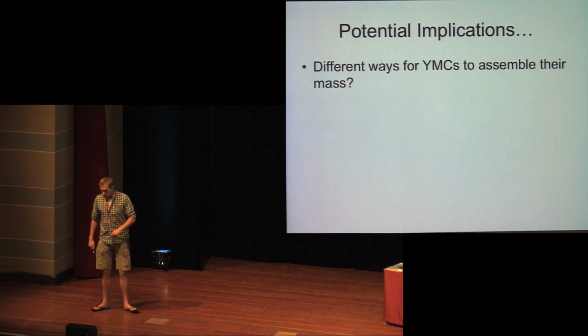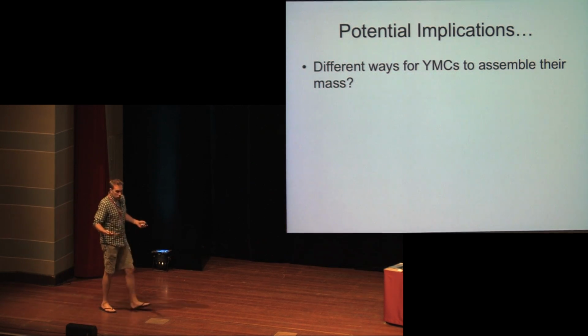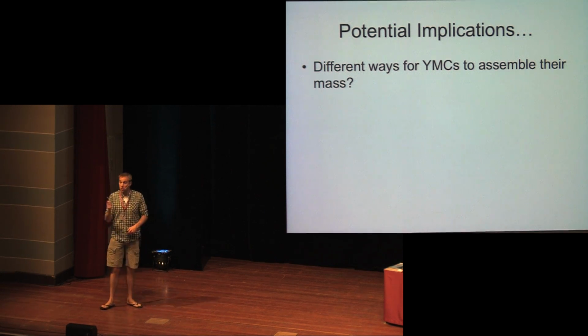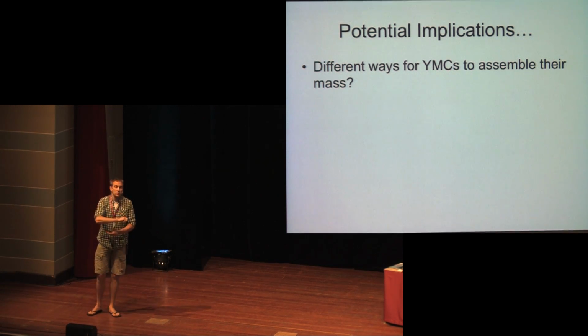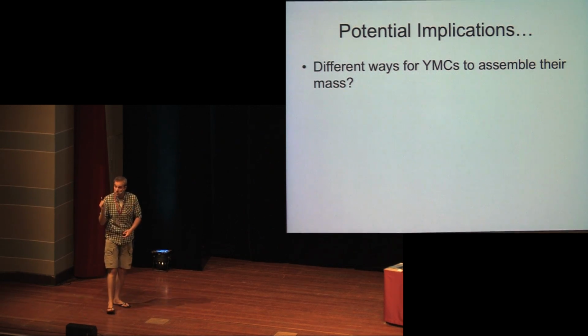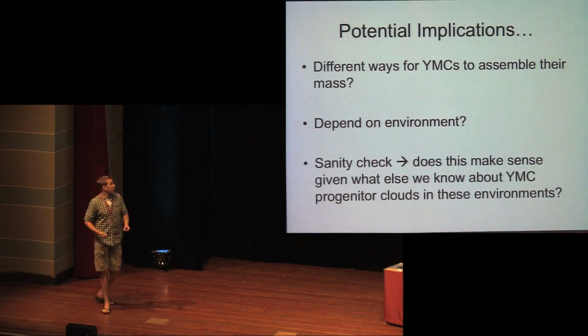OK, so what are the implications of this? Well, straight off the bat, if this holds, then it's telling us that there are different ways that YMCs can assemble their mass. There's not a unique way. If you see a stellar cluster of a given mass and radius, you cannot say, I know how that thing formed. You have to know something about the star formation history of that object. And it potentially depends systematically on the environment.